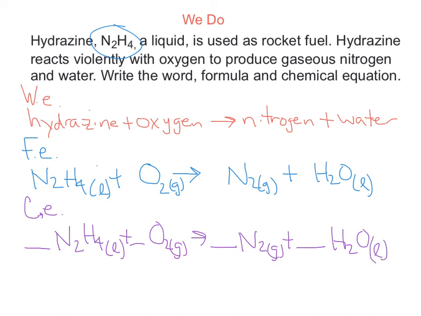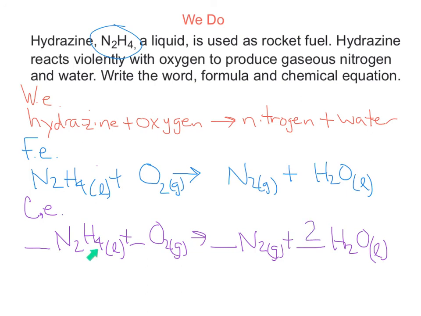Alright, so again, remember that you are comparing elements on both sides. So we compare this nitrogen, and I see 2 here. I also see 2 on the other side. So that means I don't have to do anything to fix the nitrogen. They are balanced. Now I'm going to look at hydrogen. I see I have 4 on this side, but I only have 2 on that side. So what I will try to do is put a 2 here and see if that's going to work out.